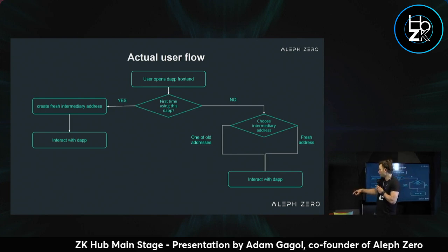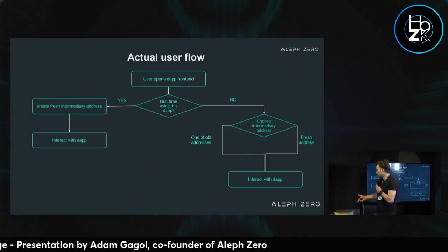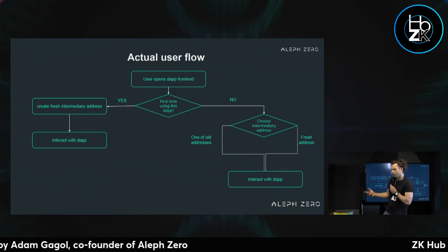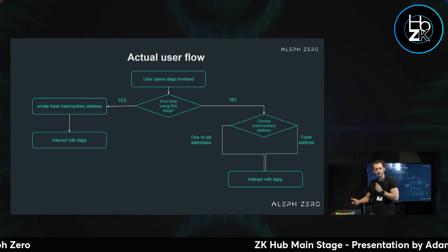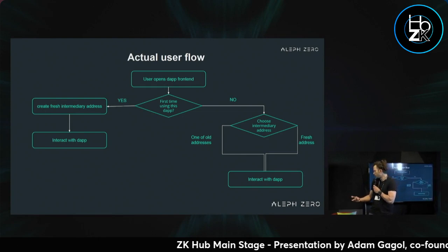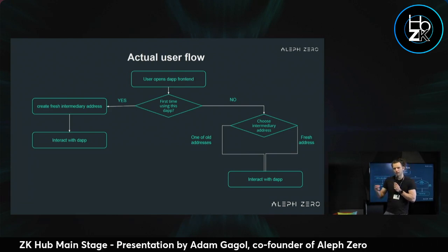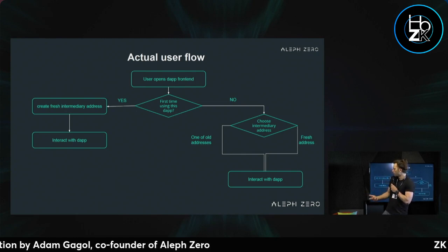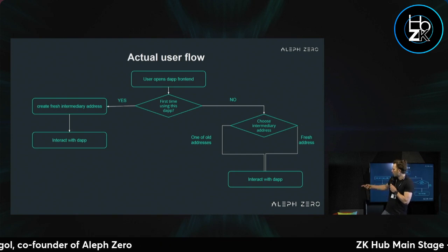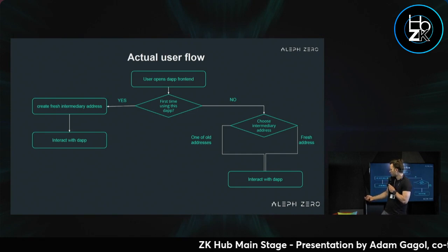But if it's not the first time, then we need to expose a choice to the user. We need to ask the user whether they would like to create a fresh address and hence enter a fresh interaction without any history, or maybe use one of the old addresses and use some history. For example, claim the rewards from a previous investment or do a similar action. Only after exposing this choice, the user can choose and the interaction can happen.